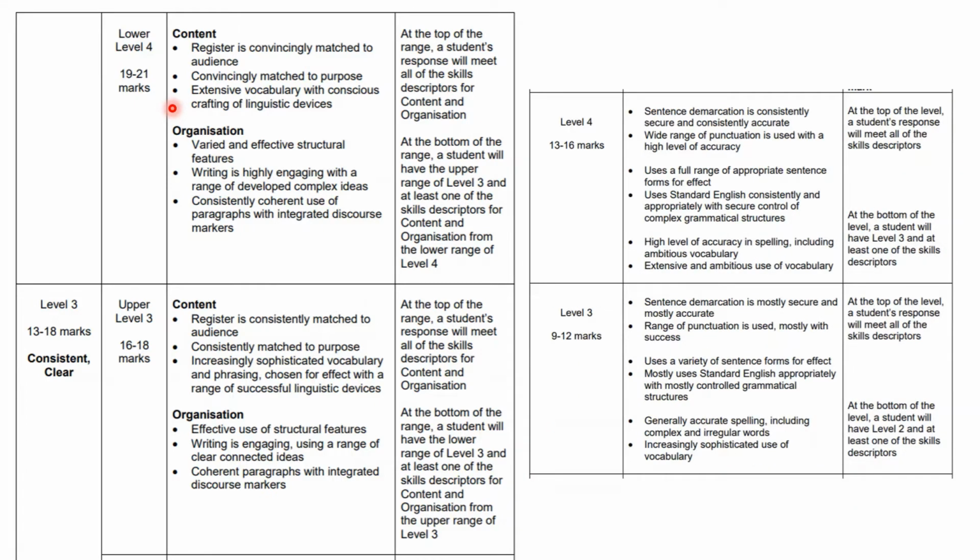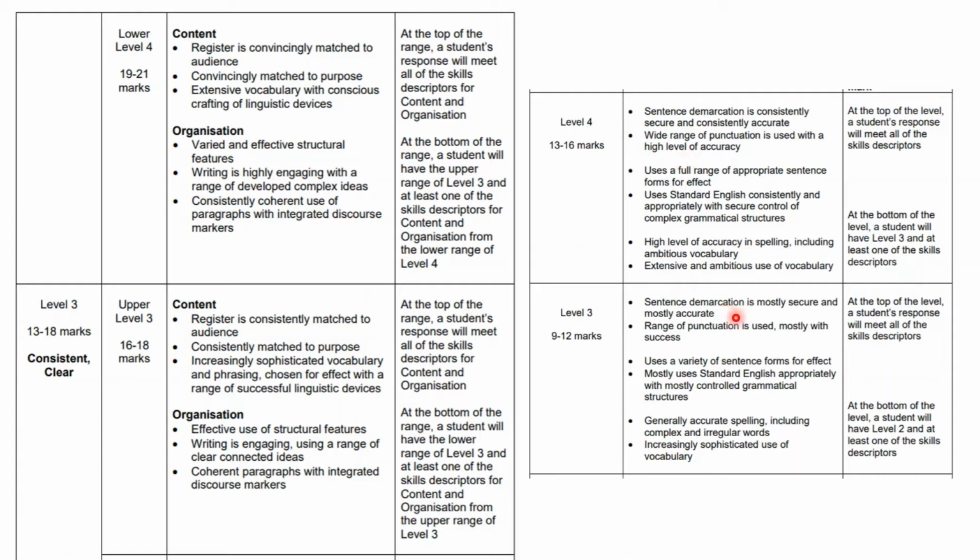And then we have the SPAG mark. And SPAG is worth 16, so the top level is level 4, and again it's split into levels all the way down. A lot of us are kind of into this level 3 band, so I've put these 2 on the screen now for us to aim for.